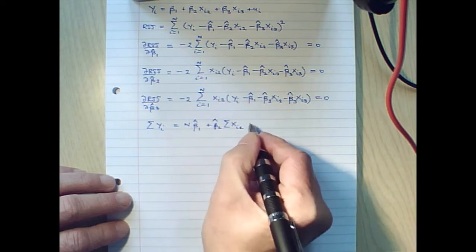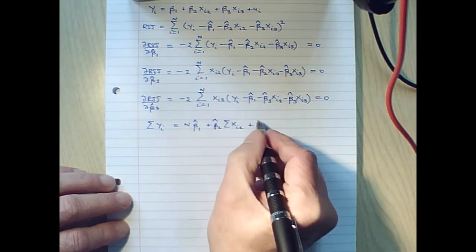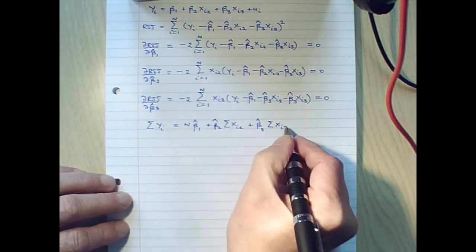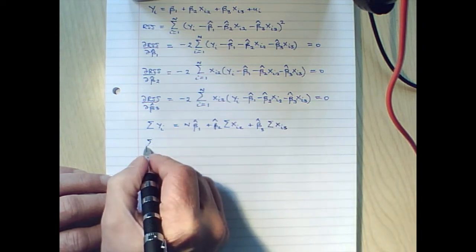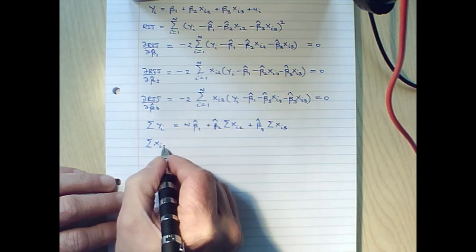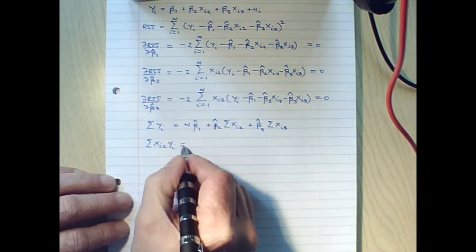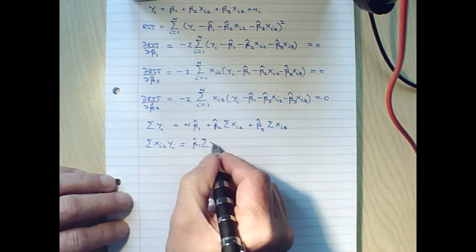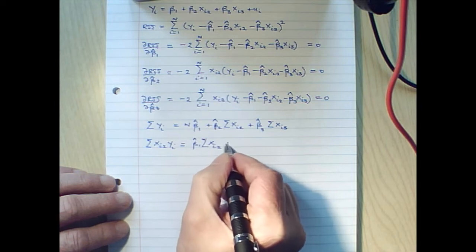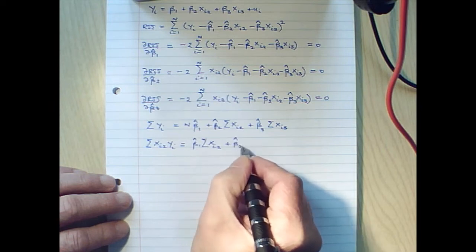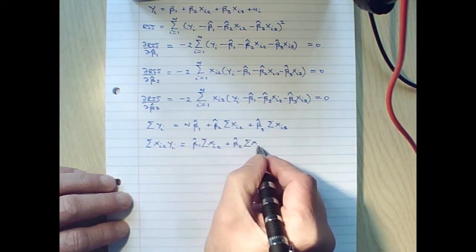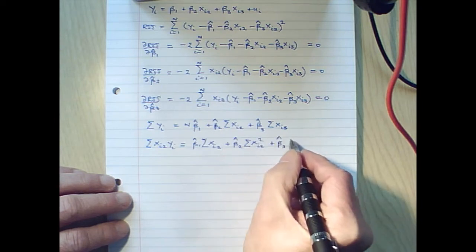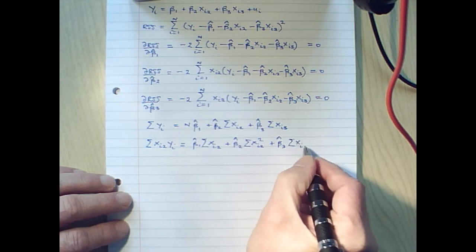From the first we have the sum of y equals n beta hat 1 plus beta hat 2 times the sum of x2 plus beta hat 3 times the sum of x3. From the second we have the sum of x2y is equal to beta hat 1 multiplied by the sum of the x2's plus beta hat 2 multiplied by the sum of the x2 squareds plus beta hat 3 times the sum of the cross products, i.e.